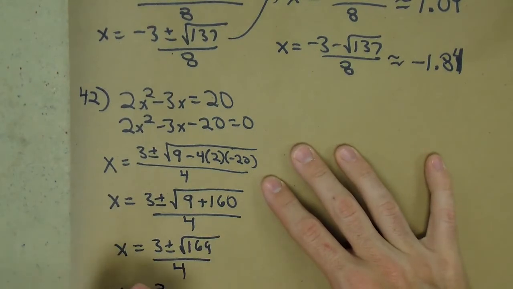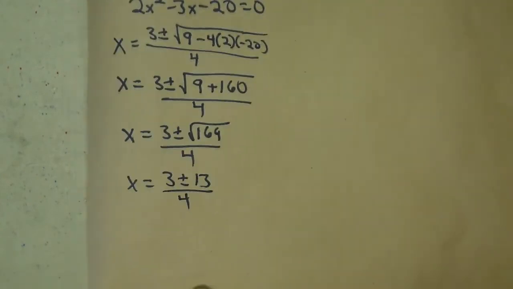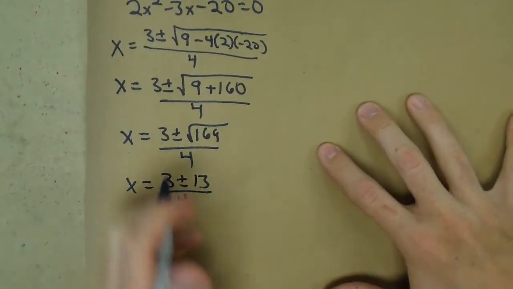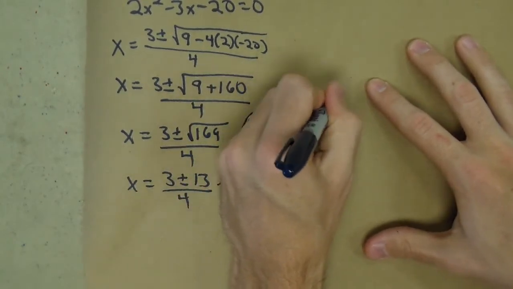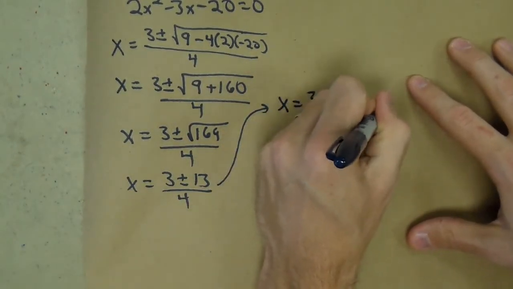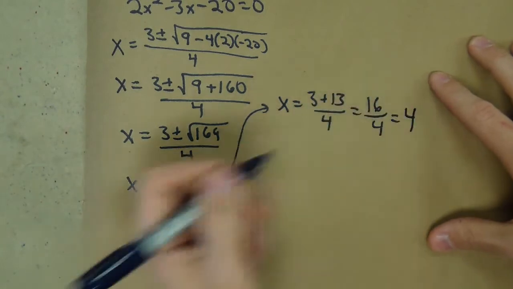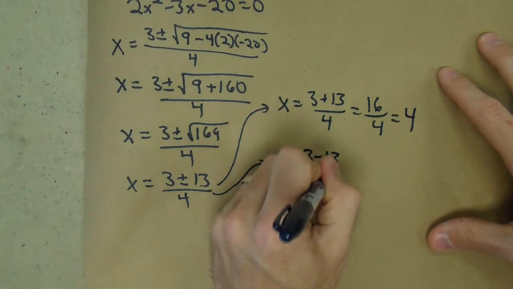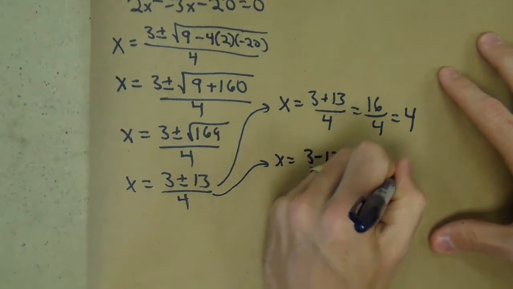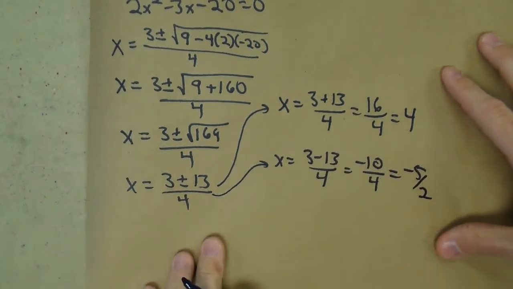169 is nice because it is a perfect square. So I have 3 plus or minus 13 over 4. So one way we could do it is we go 3 plus 13 over 4, which is 16 over 4, or 4. The other one is x equals 3 minus 13 over 4, negative 10 over 4, which is negative 5 over 2.